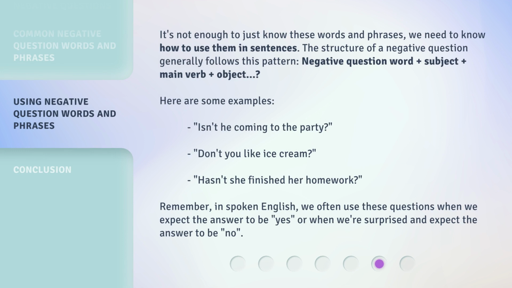The structure of a negative question generally follows this pattern. Negative question word plus subject plus main verb plus object. Here are some examples. Isn't he coming to the party? Don't you like ice cream? Hasn't she finished her homework? Remember, in spoken English, we often use these questions when we expect the answer to be yes, or when we're surprised and expect the answer to be no.